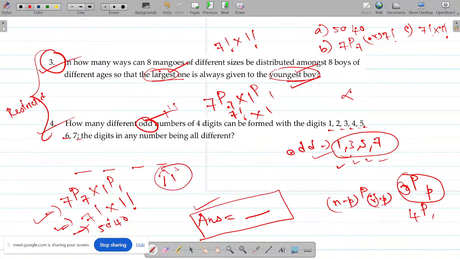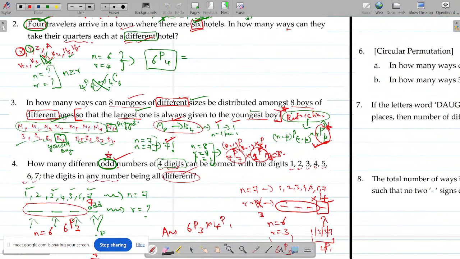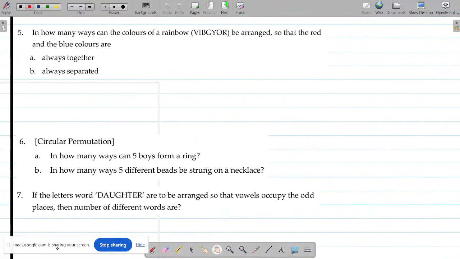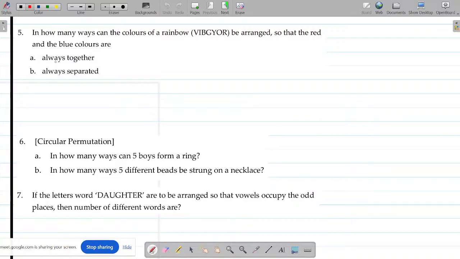Let me go for the next problem. Problem number 5. Yeah, this is a beautiful problem. There is a certain particular logic. Let me take you through the problem first. In how many ways can the colors of a rainbow be arranged? You know the colors of the rainbow, VIBGYOR, so this need not be mentioned in the question. The arrangement is such that red and blue color, subdivision A, are always together, subdivision B, always separate.